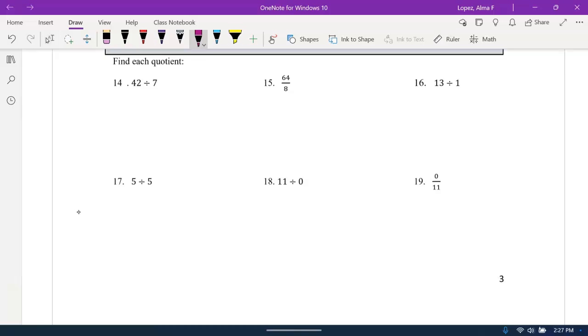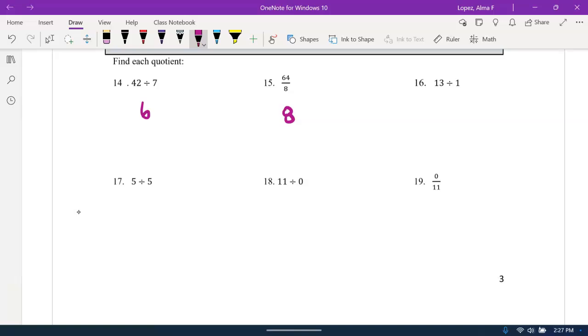42 divided by 7 is 6. Why? Well, multiplication and division are inverse functions of each other. So I can actually check this by saying 6 times 7 is 42. So when I'm looking at how many times 7 goes into 42, I get 6. Let's see if you can guess this one. 64 divided by 8. What number multiplied by 8 would give us 64? 8. So we can break it up into 8 pieces of 8.